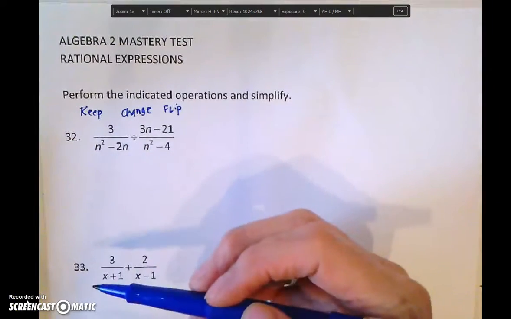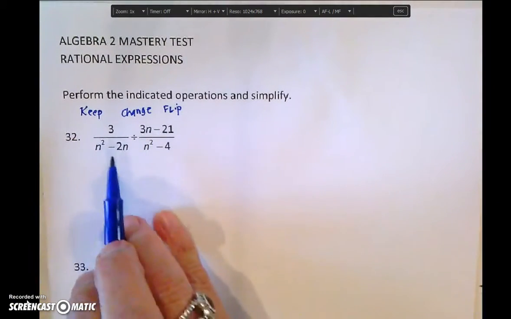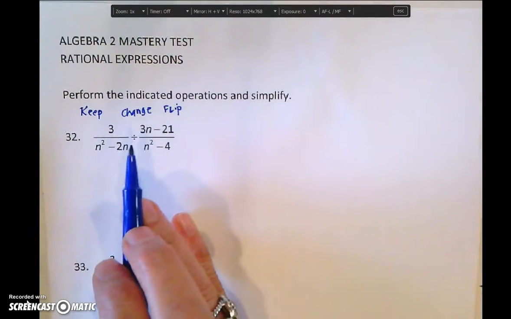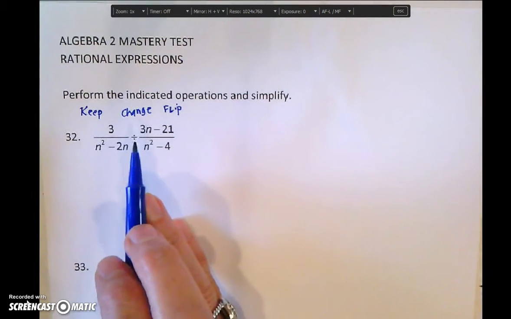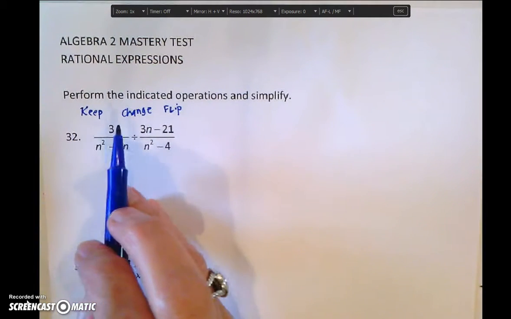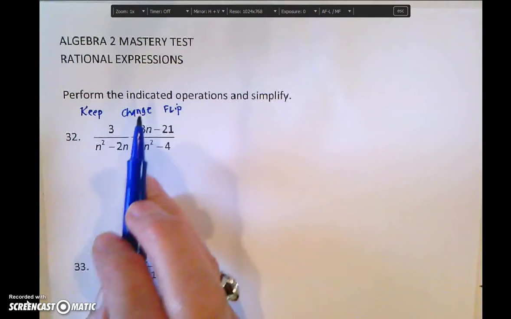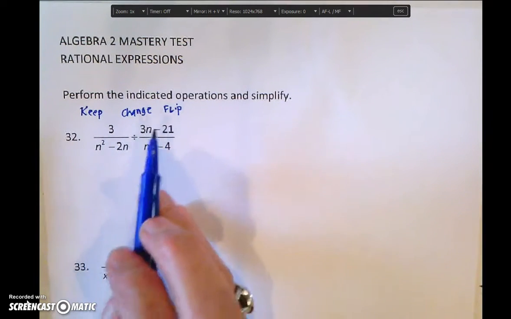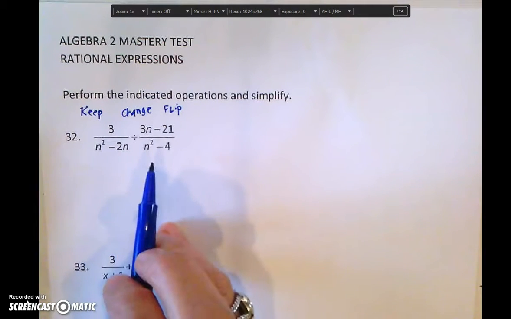Problems 32 and 33 on the mastery test have rational expressions in them. This first one, 32, we're going to have to divide. Remember that when you're dividing fractions, you keep the first one the same way it is, you change your division to multiplication, and you flip your second fraction.